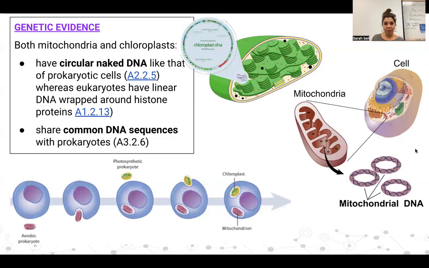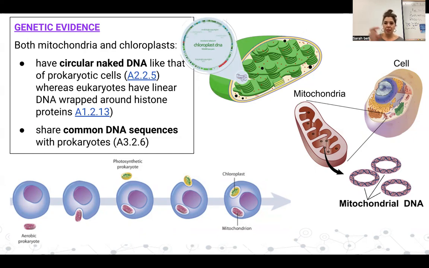Okay, genetic evidence. So this one is also pretty compelling. Both mitochondria and chloroplasts have circular DNA. Circular naked DNA, and that's a phrase you guys should know at this point. And that is exactly what prokaryotes have. So remember, eukaryotes have linear DNA. They have DNA that's associated with histone proteins.